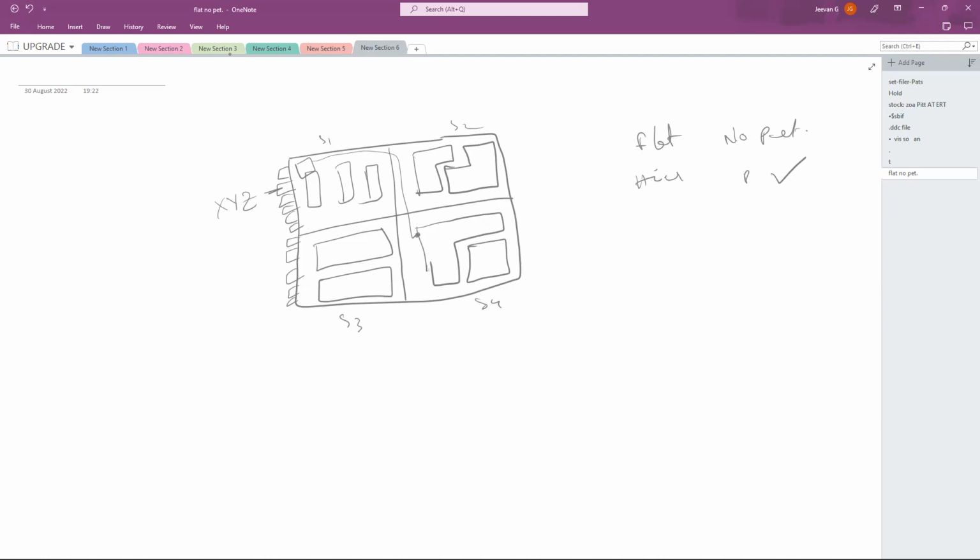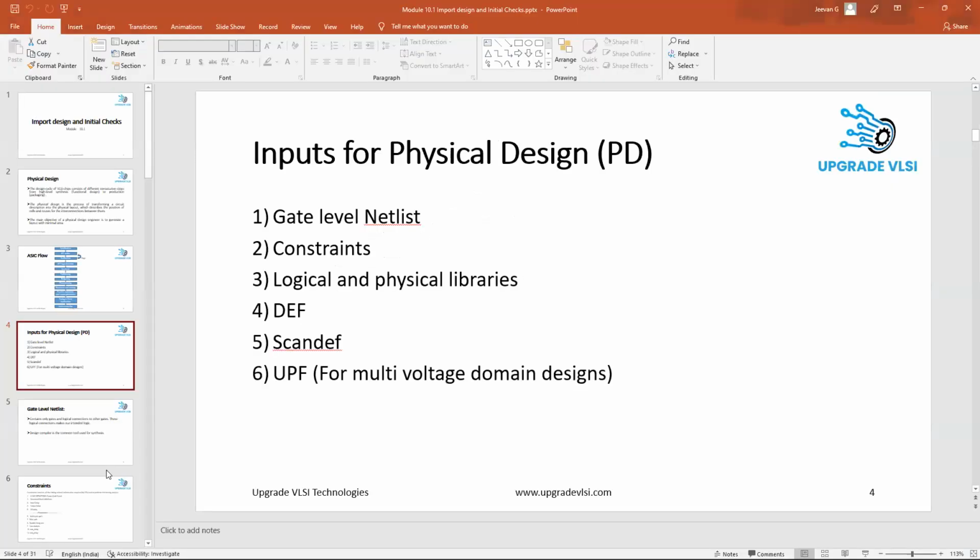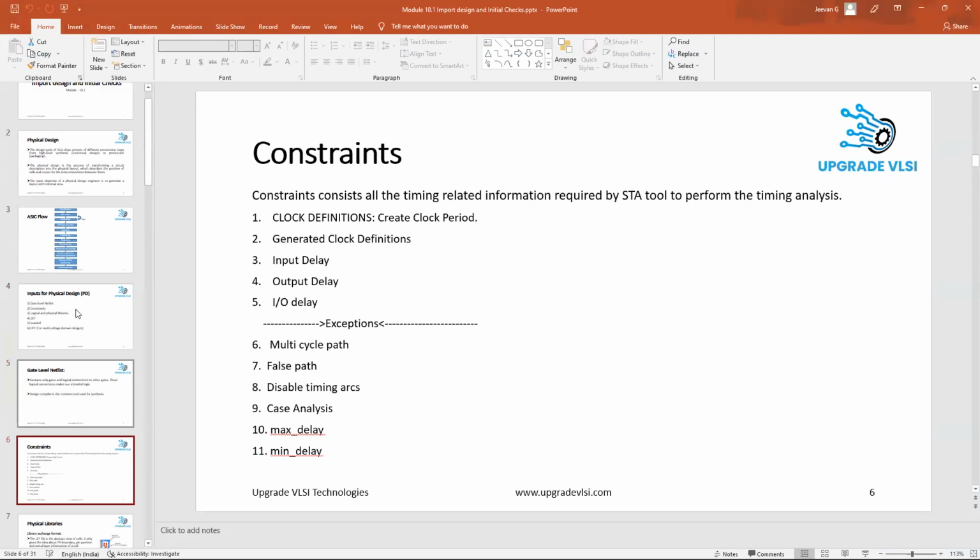So create clock, create generated clock, create virtual clock, and set max, set input delay, set output delay. All these are constraints, and we have some exceptions like half cycle path, multi-cycle path, etc. These are timing exceptions. Everything will be there in the constraints. I think we have the detailed explanation of this particular thing. Yeah, we have the detailed explanation.